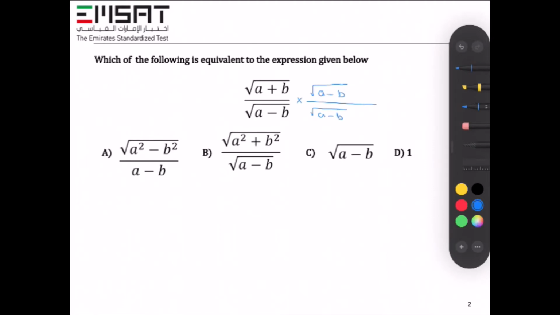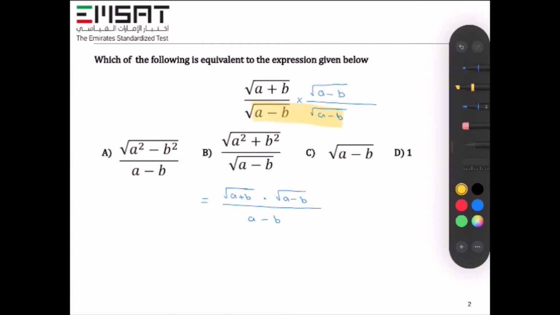Now look at the denominator. Since we multiplied both by each other, we can get rid of the radical sign and be left with the square root of a plus b times the square root of a minus b over a minus b, since we got rid of the radical sign.